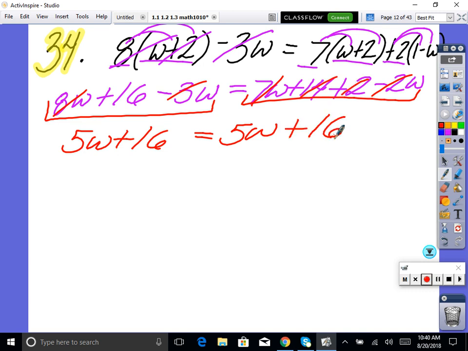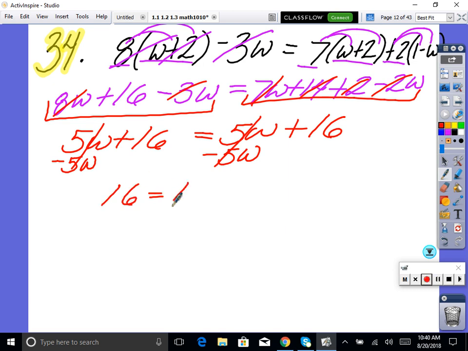Your steps are always the same. Don't we now need to put our w's together? That's usually what our step is. So let's go ahead and subtract 5w from both sides. So that cancels out, and that cancels out. Uh-oh. 16 equals 16. Isn't that what we're looking at?